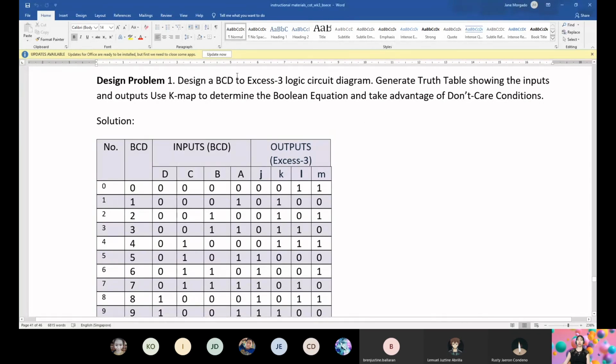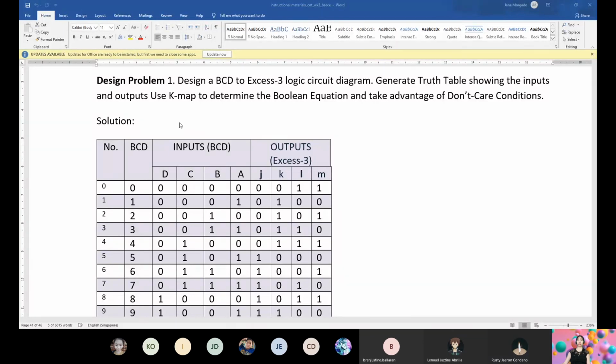So it says here that we have to take advantage of don't care. Saan papasok yung don't care? Kasi BCD siya, di ba? Binary coded decimal. So what are the valid symbols of decimal? 0 to 9 po. Okay, 0 to 9.